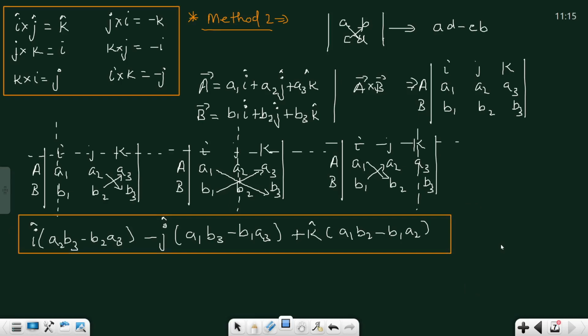So how did you get minus J? Can you please explain this again? Here we are going for I cross K. I cross K is this term. I cross K, this is minus J. Yes, sir, got it. Okay.